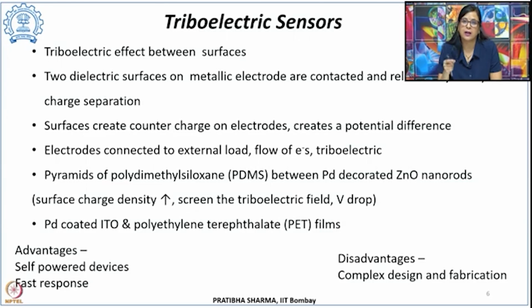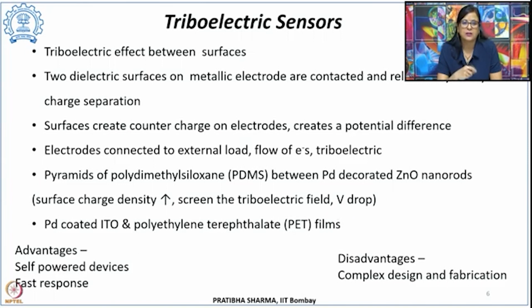However, when hydrogen is also present, if the environment has a certain amount of hydrogen, that adsorbed hydrogen reacts with the adsorbed oxygen producing water, and thus electrons are available in this process. So, the oxide reacts with the hydrogen and then there are electrons which are not taken up by the oxide ions, and that causes the availability of free electrons which increases the surface charge density, and that screens the triboelectric field, which will result in a voltage drop, and that can be considered as a measure of the hydrogen gas concentration.